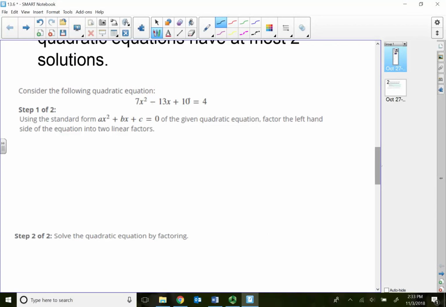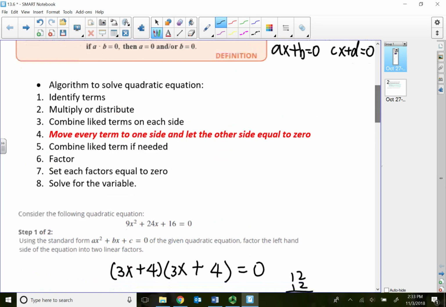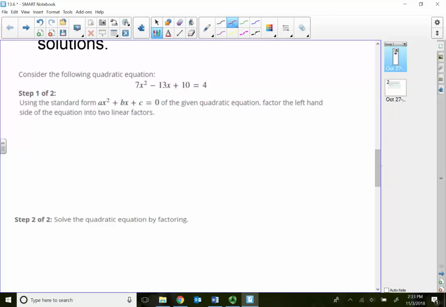All right, here I got 4 different terms. None of the 4 terms has parentheses, so there's no distribution. Step number 3, combine like terms on each side. These 3 terms on the left are not like terms, so there's no step number 3. Step number 4, let's move everybody to the same side. So what I'm going to do here is move my positive 4 to the left side. Why? Because I want to keep my leading term positive as much as I can.